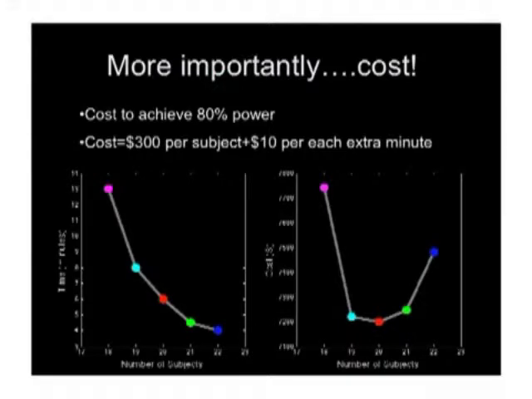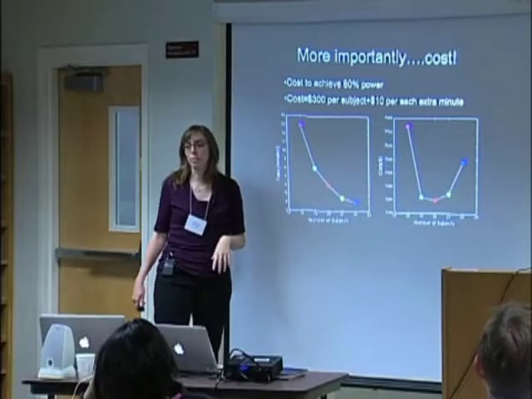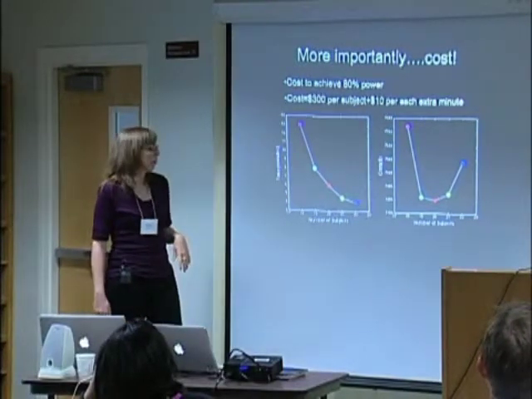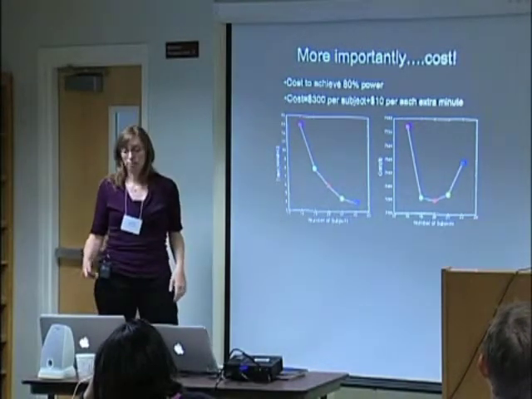it's not necessarily true that the study with the most or the least number of subjects is the cheapest. Those are actually the more expensive studies. And the cheapest study ends up being around 20 subjects here. And what happens is, in this case, the cost is being driven by how long they're staying in the scanner. And in this case, with 22 subjects, the cost is being driven by this baseline $300 per subject. So yeah, power calculations can be really useful.